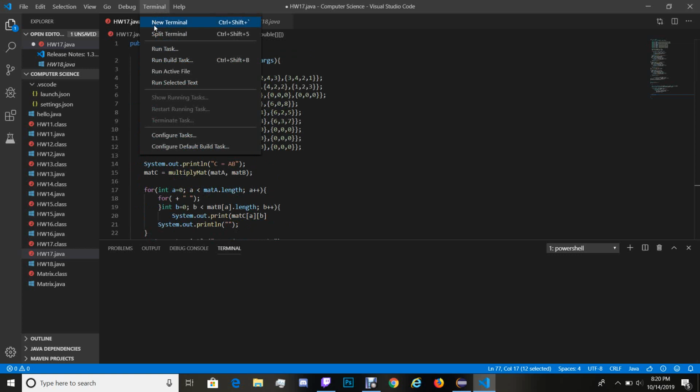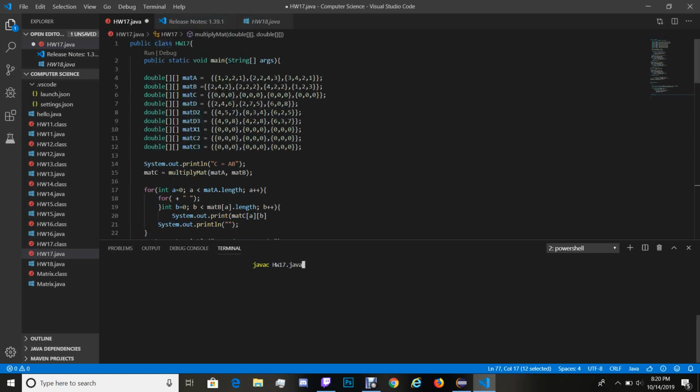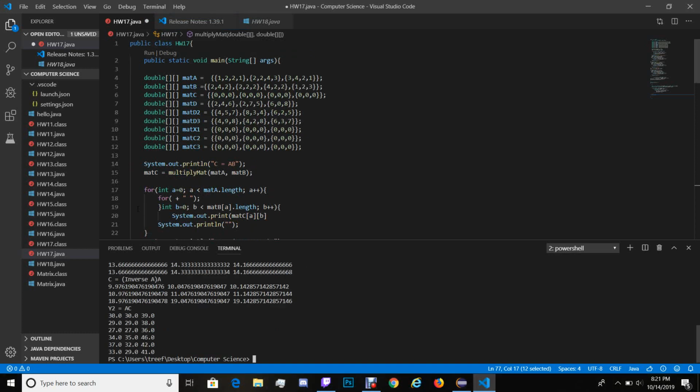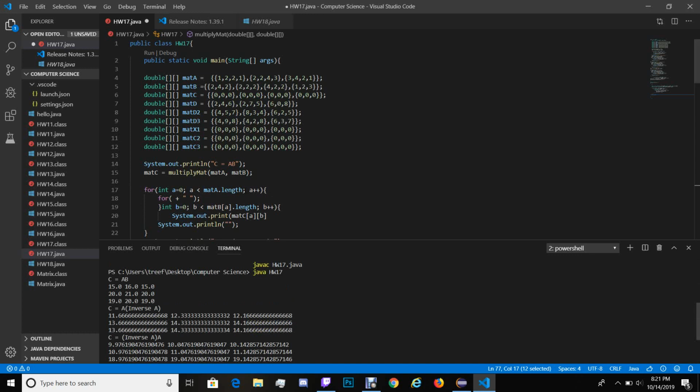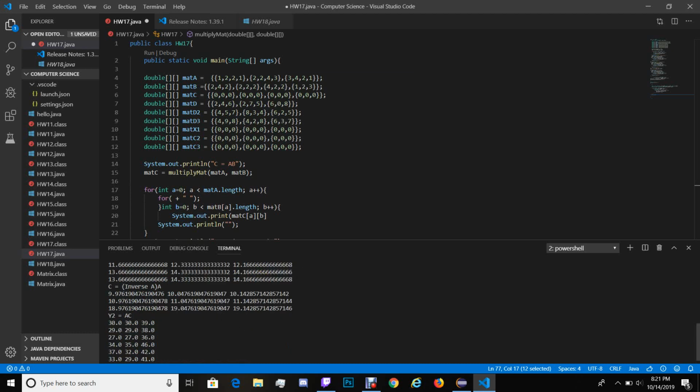So test it out right now. And as you can see, we have a lot of values because we have 4 different functions. So we have the first one, which is C equals AB. So all those values got printed out. A times the inverse of A, all those numbers got printed out. Inverse of A times A, so those different numbers got printed out, and then A times C, and all of those got printed out. And yeah, that's pretty much it.